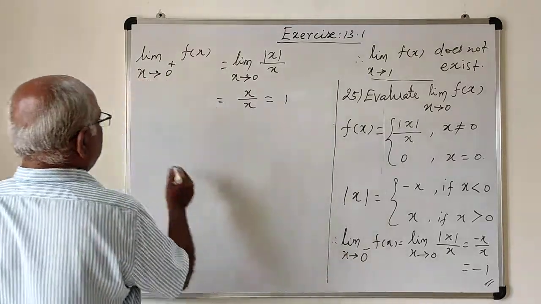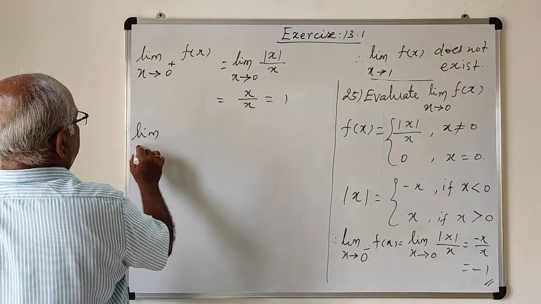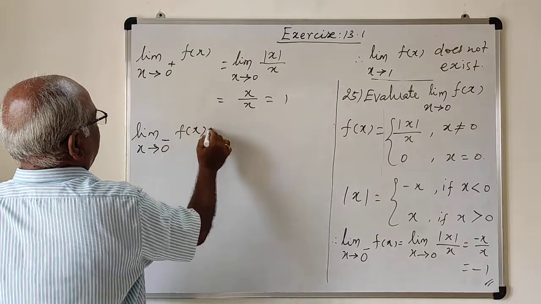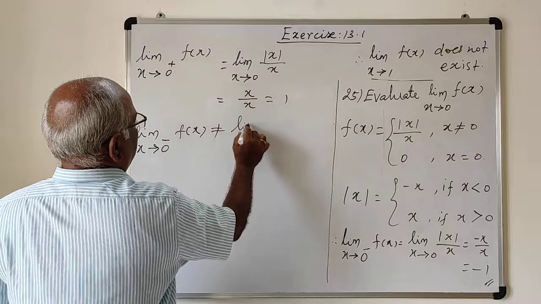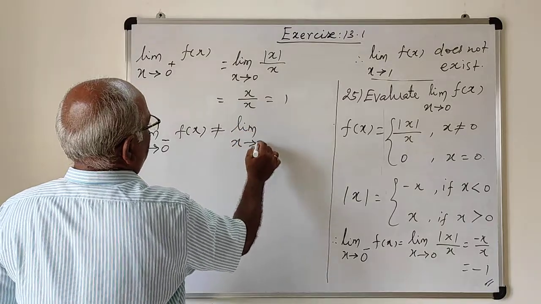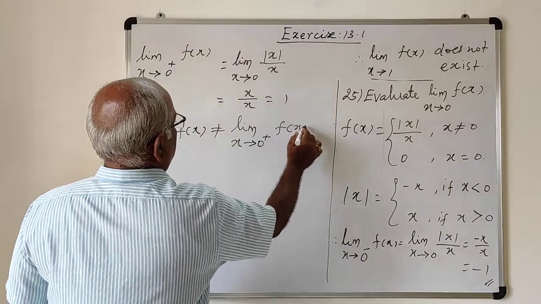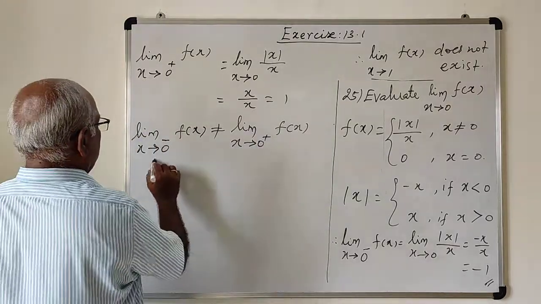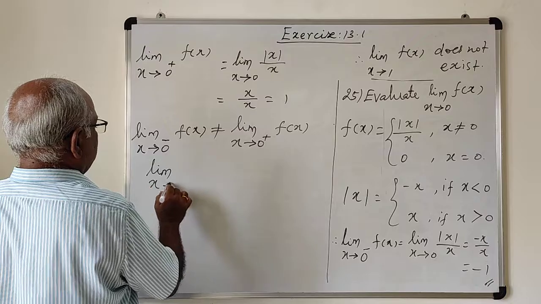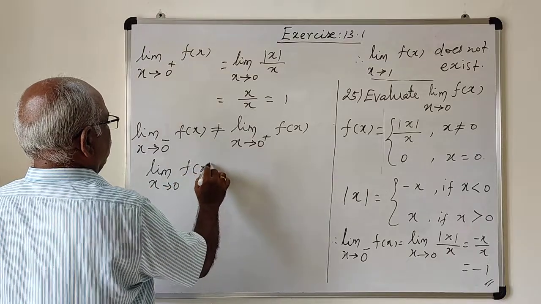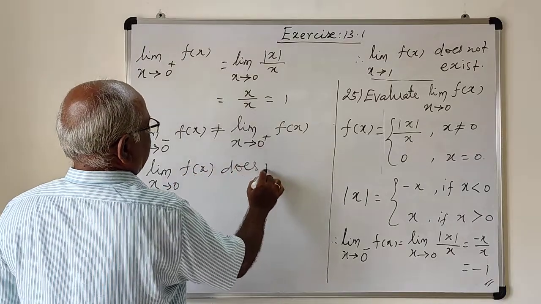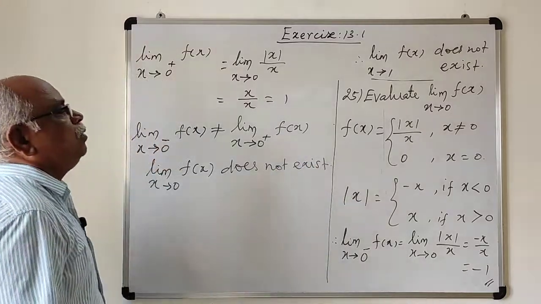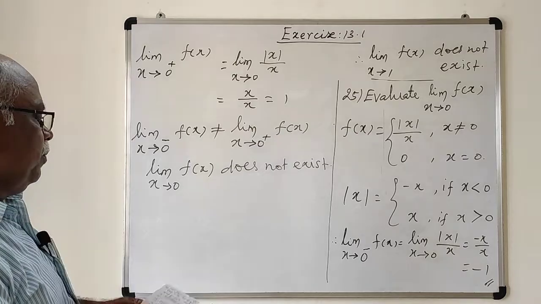The left limit is not equal to the right limit. Limit x tends to 0 minus f of x is not equal to limit x tends to 0 plus f of x, because this is minus 1, and this is plus 1. They are not equal. Here also, limit x tends to 0 f of x does not exist. In this problem also, the limit does not exist. That is problem 25.